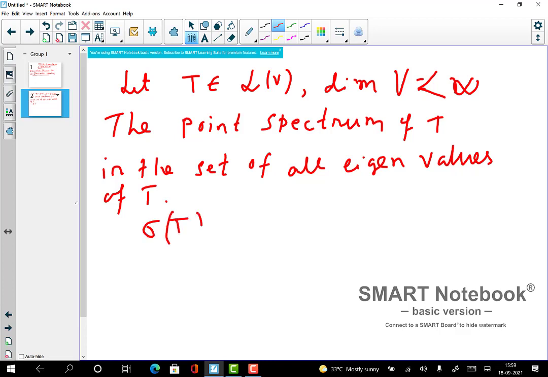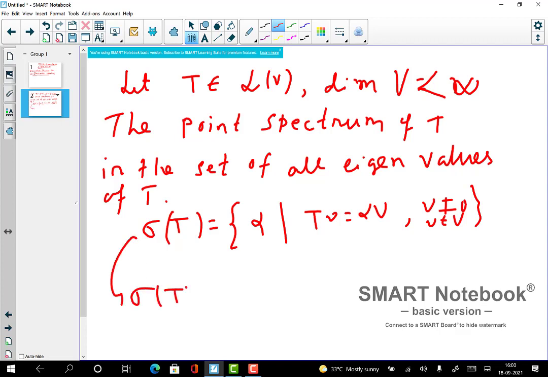Sigma of T is the set of alpha such that T(v) equals alpha v for some v not equal to 0 vector, v belongs to V. But in general, in our case we are doing everything finite dimensional. When you learn functional analysis next semester, then you will say that in general, we define sigma of T as all those alpha such that (T minus alpha I) inverse does not exist, so that means it's not invertible.